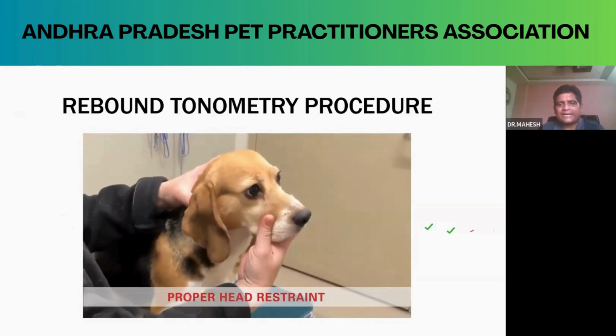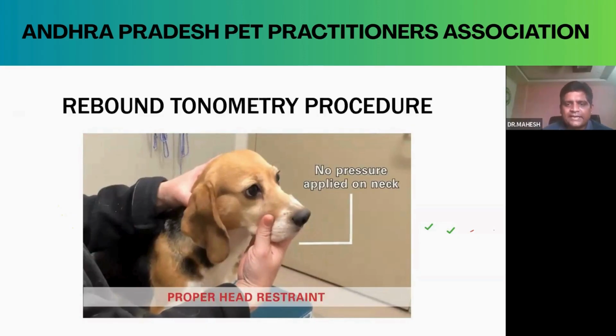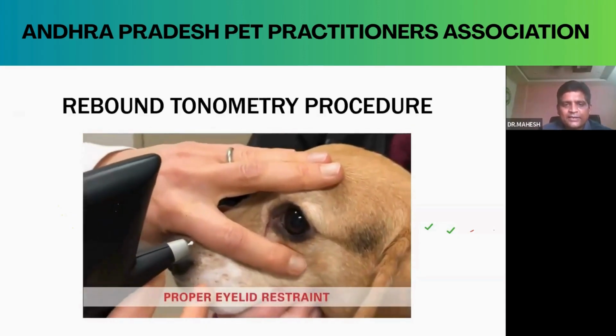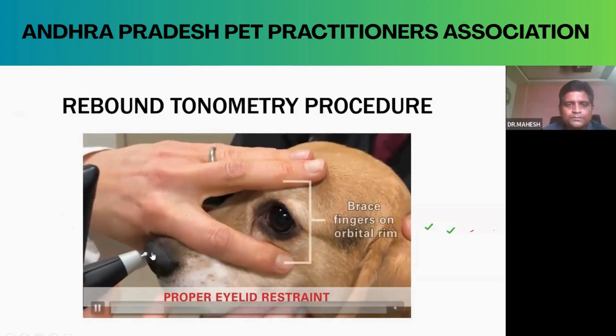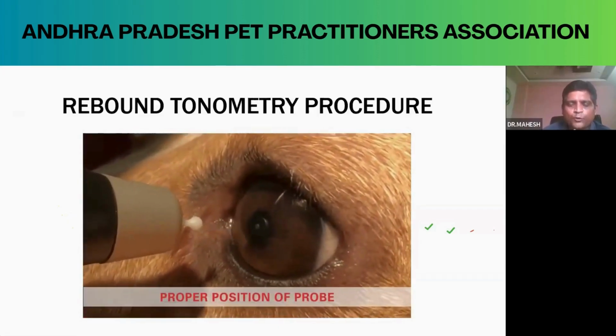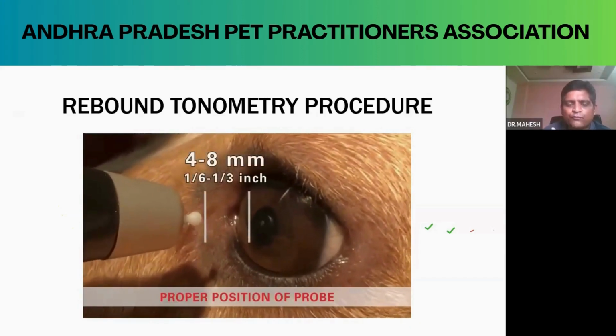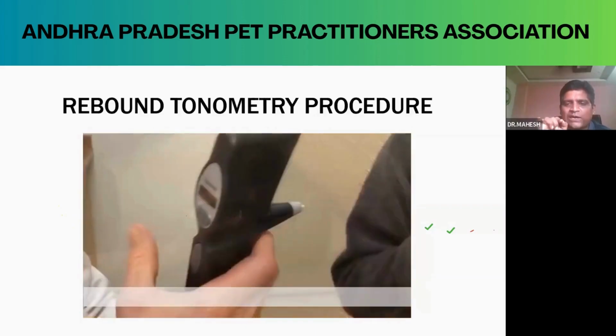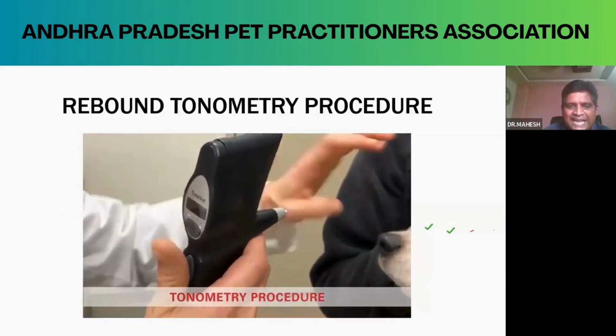This is a proper head restraint, with no pressure applied on the neck, like this. Then you can appreciate this is the probe, the white one, and the finger should be placed at the orbital rim. The probe should be at a 4 to 8 mm distance and should contact the cornea perpendicularly. That is the activation.